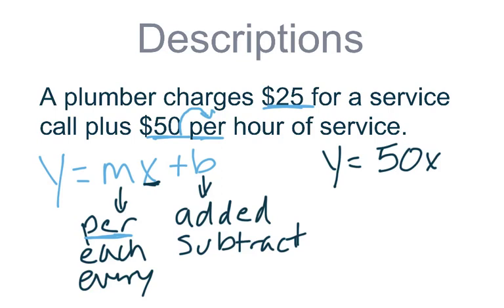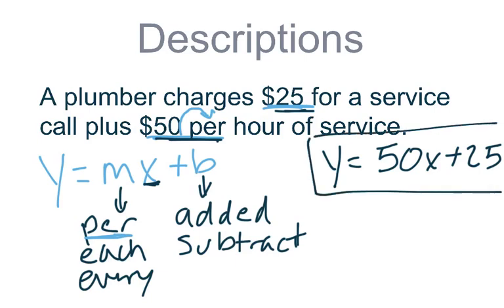And then it charges $25. So that's just a flat fee that you're going to get regardless. And it's going to be added on top of your bill, right? So it's very important to read your equation to know whether you're going to be adding or subtracting your y-intercept, right? In the case of this plumber, you're going to get this charge and this charge added together. So you're going to get a total bill from your plumber. So our ending equation is going to look something like that.